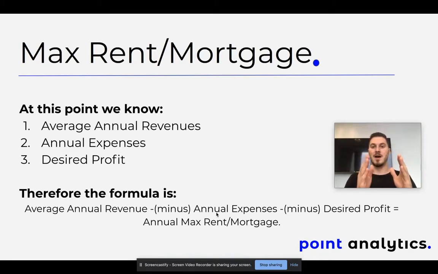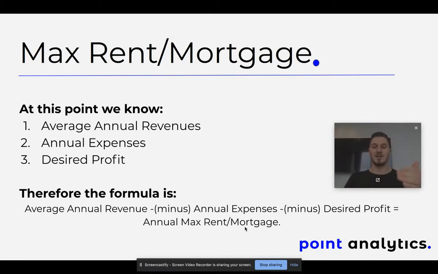Because we want to minus that, but we also want to minus our desired profits. We're going to take that amount out of the revenue and say we want to make sure that we're going to make that. Okay, and the amount that's left over is what's going to be used for rent or the mortgage. Okay, so let me walk you through that.